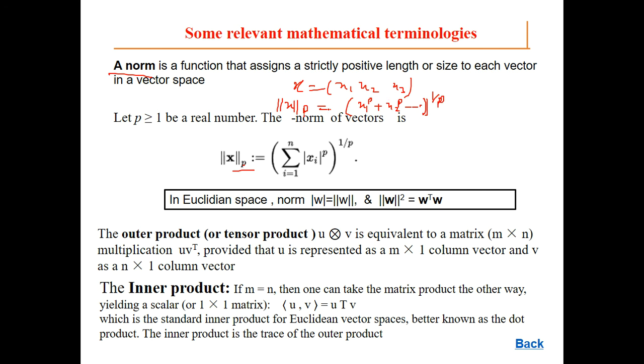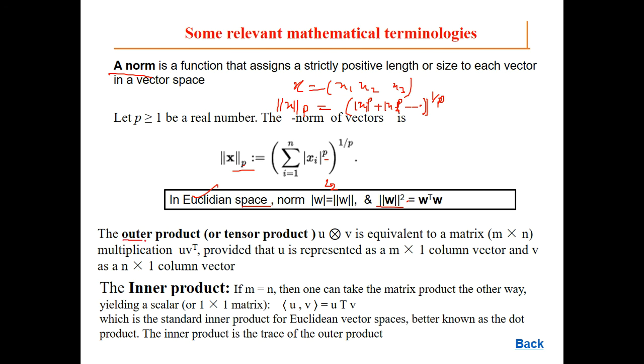If it is the L2 norm, then it will be the square root of x1 square plus x2 square. If it is the L1 norm, then we put 1 here. Directly, the sum of the mod of all the quantities will be L1. The Euclidean distance is the L2 norm, so if you put the value of p as 2, you will get the Euclidean distance, Euclidean space. And this can also be written as x transpose x.